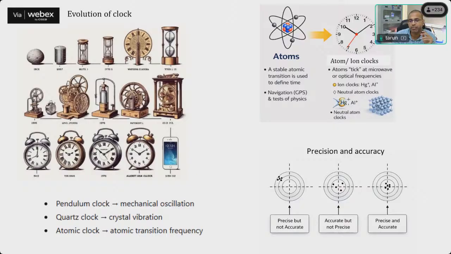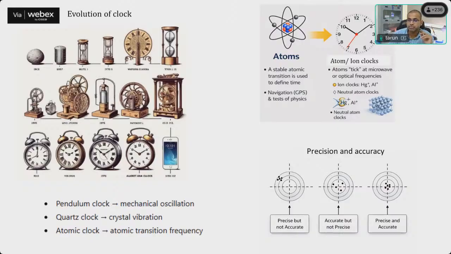Now we are in the era of mobile phones, where the time is based on the GPS system. Initially, there was a problem with the pendulum clock. The frequency we are determining is based on mechanical oscillation. Then we moved to the quartz clock, which is the vibration of a crystal. And now we are in the era of atomic or ion clocks, which are based on the atomic transition frequency.